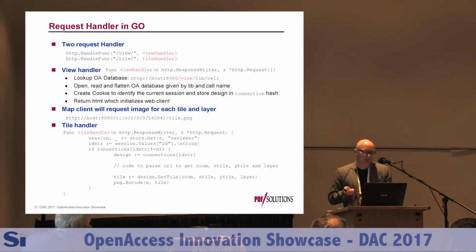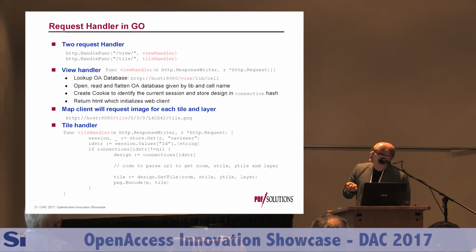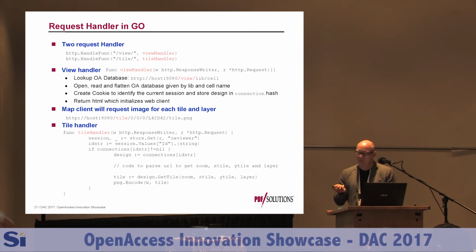Okay, so now we need to define, of course, a request handler in Go. As I said, the web server is one line of code. The request handlers are two more lines. The request handler would react if you have an address to call your web server. I decided to go with a view handler and a so-called tile handler.